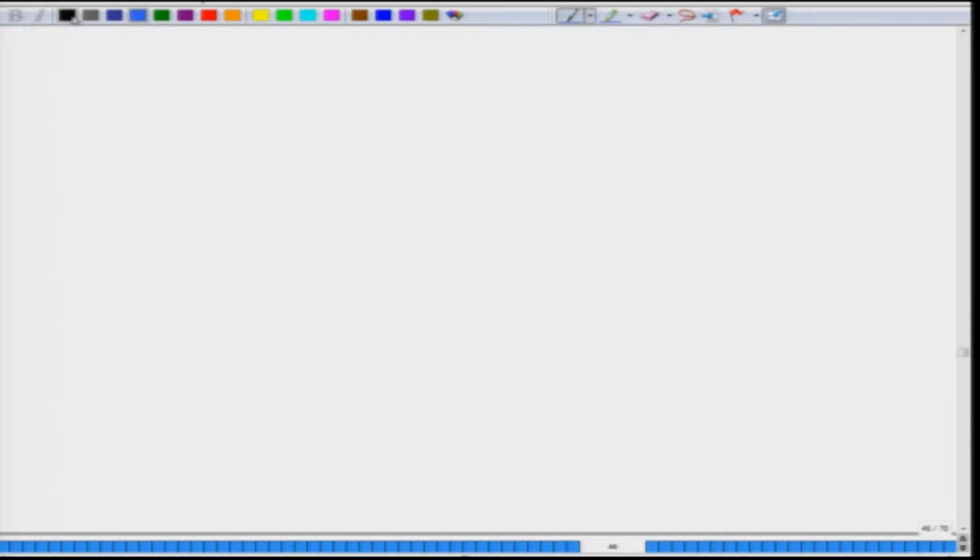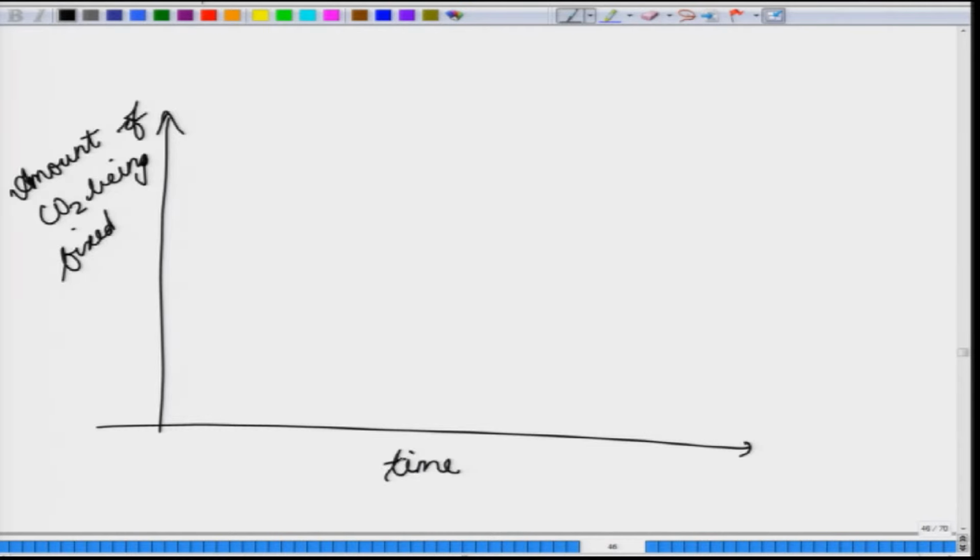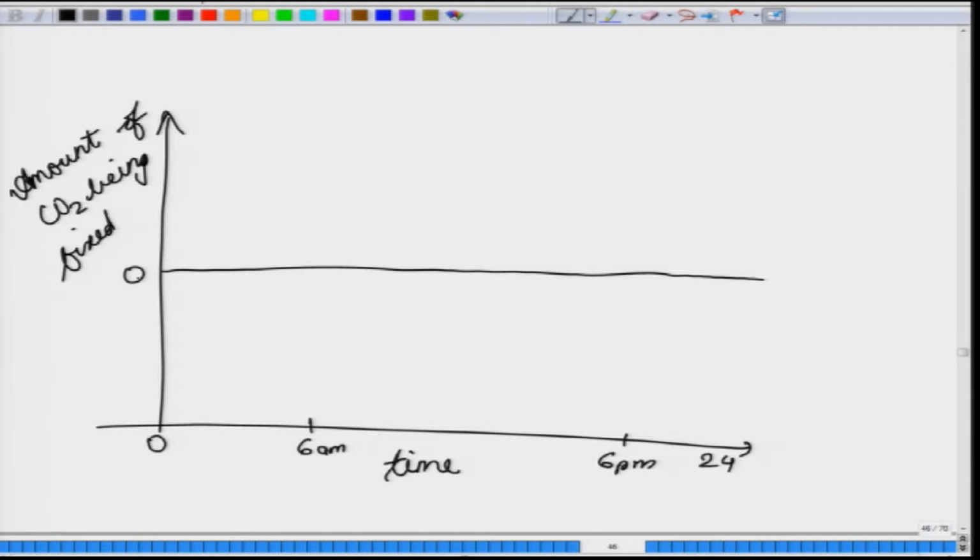So, if we plot a curve of the amount of CO2 being fixed versus time, and let us represent it as a scale from 0 to 24 hours, and in this scale let us say that this is 6 a.m. and this is 6 p.m. Now, on this axis, this is your 0 point. The amount of carbon dioxide that is being fixed by the plants will increase during the daytime, probably reach a maximum, and then it will go down.